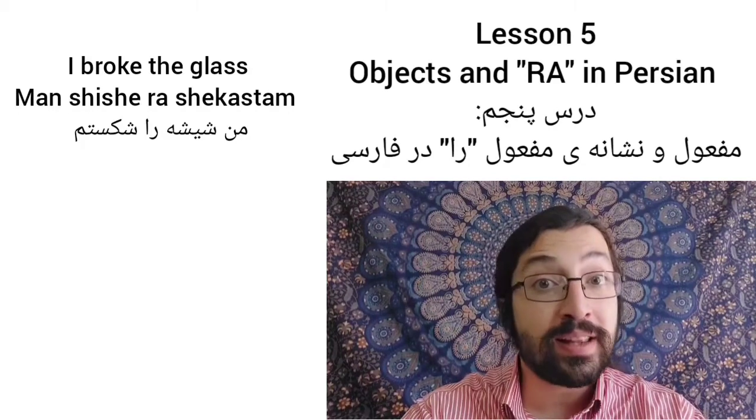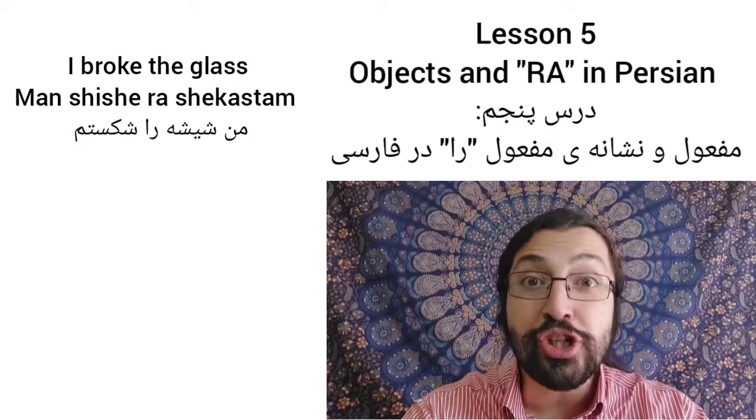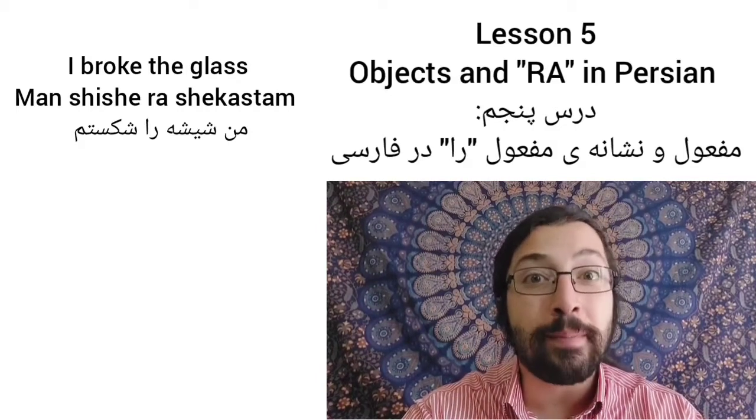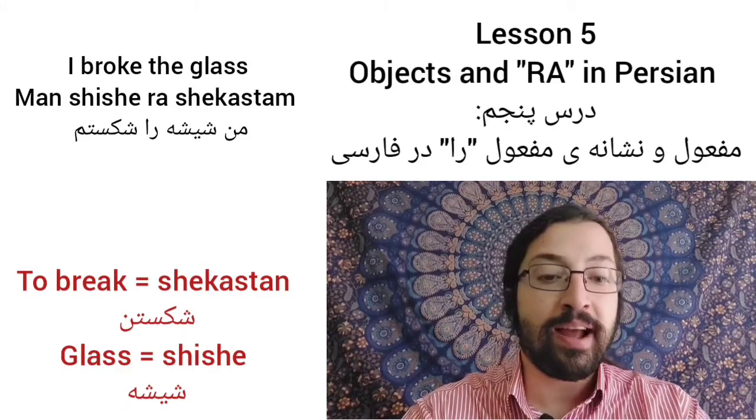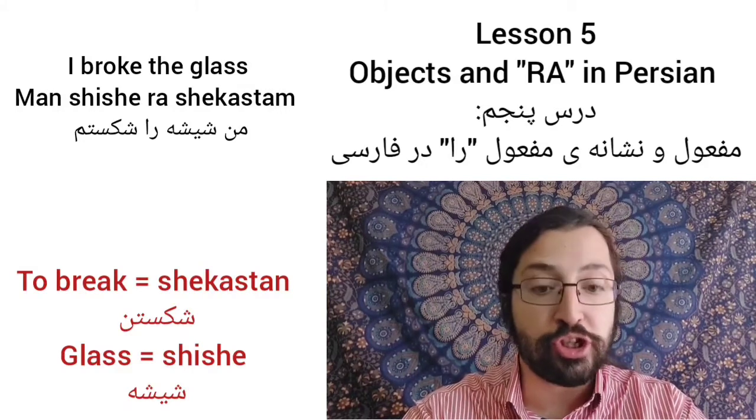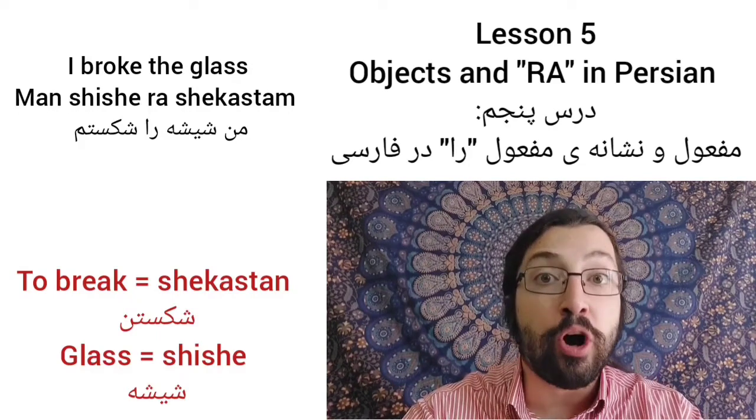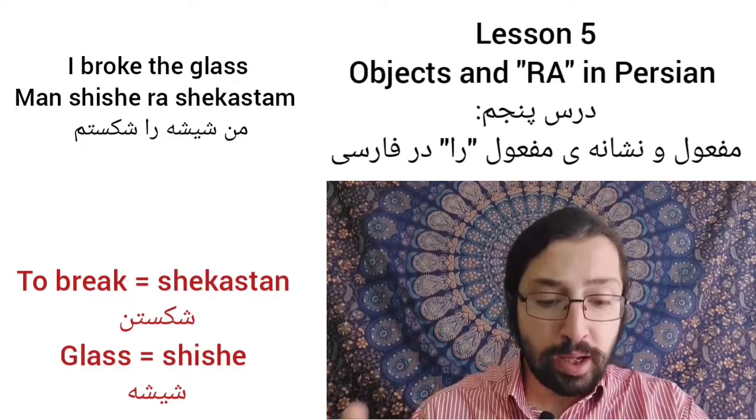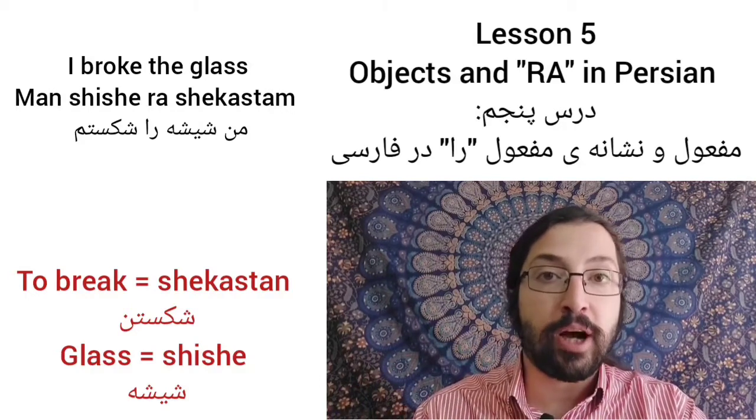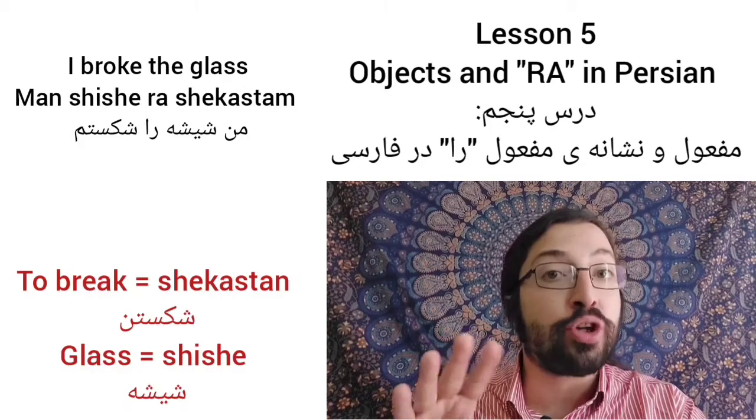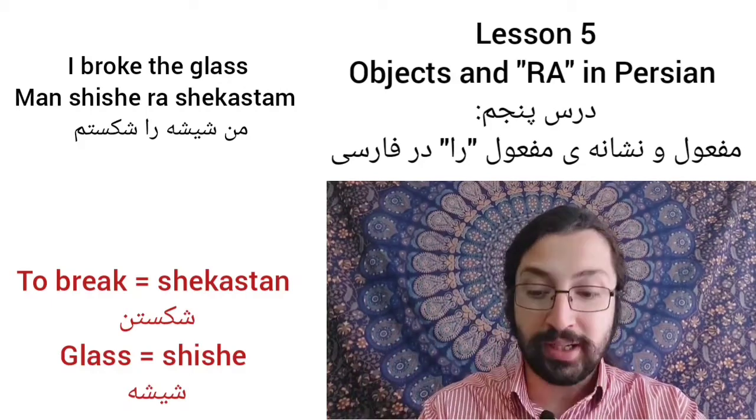I broke the glass. Again, definite object. من شیشه را شکستم. The verb to break in Farsi is شکستن and glass in Farsi is شیشه. So I broke the glass will be من شیشه را شکستم. So as you can see, all of these definite objects are followed by this ra. Ra, remember, sign of definite objects in Farsi.